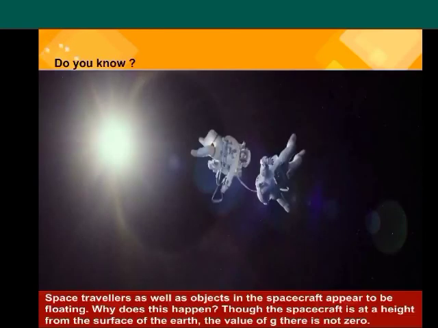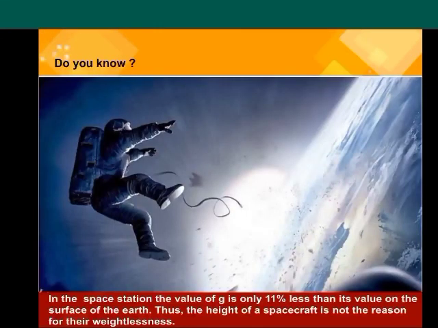Do you know about weightlessness in space? Space travelers as well as objects in the spacecraft appear to be floating. Why does this happen? Though the spacecraft is at a height from the surface of the Earth, the value of g there is not zero. In the space station, the value of g is only 11% less than its value on the surface of the Earth. Thus, the height of a spacecraft is not the reason for their weightlessness.